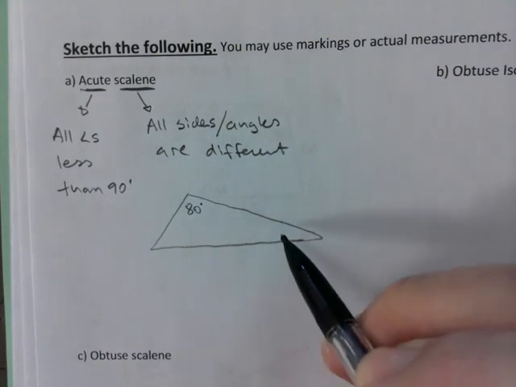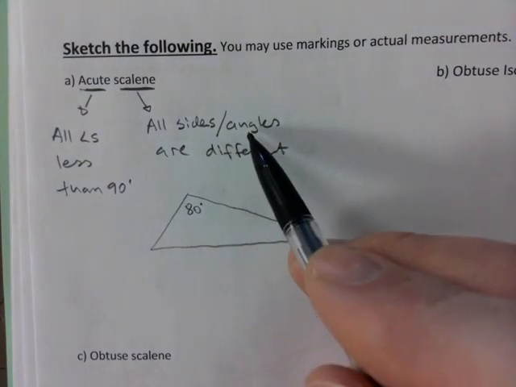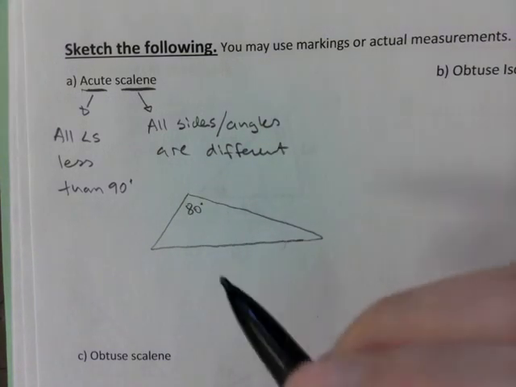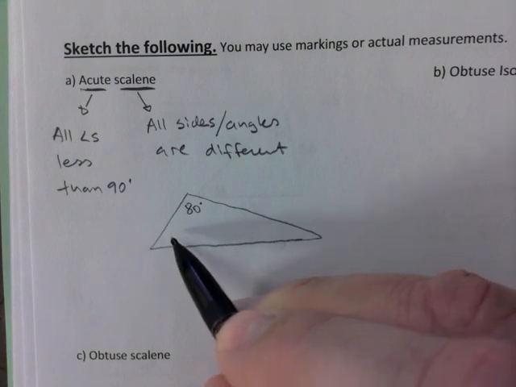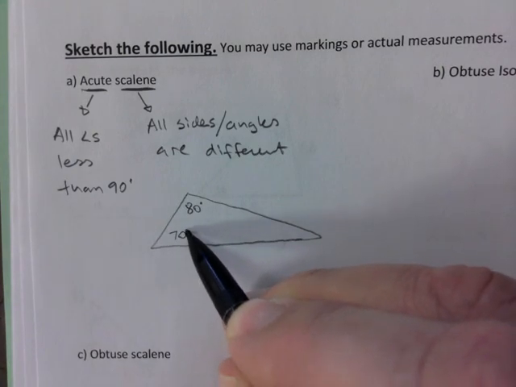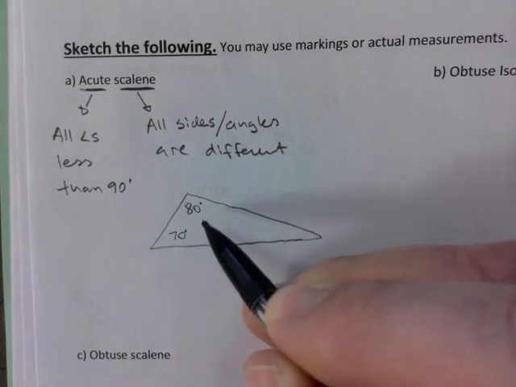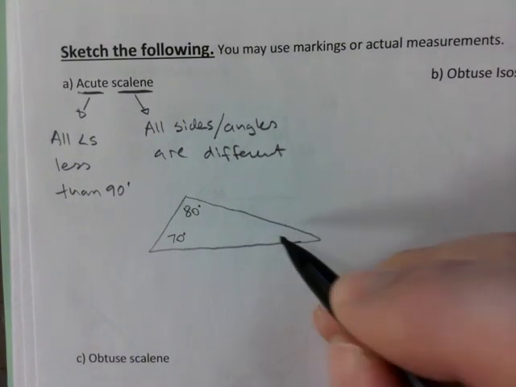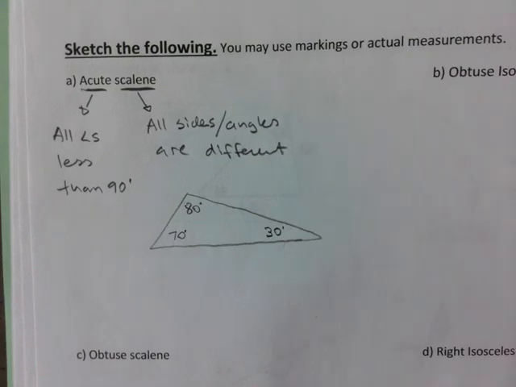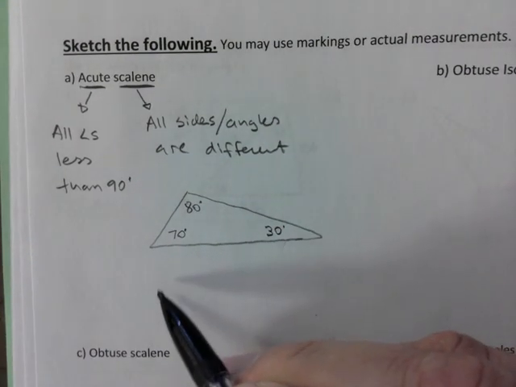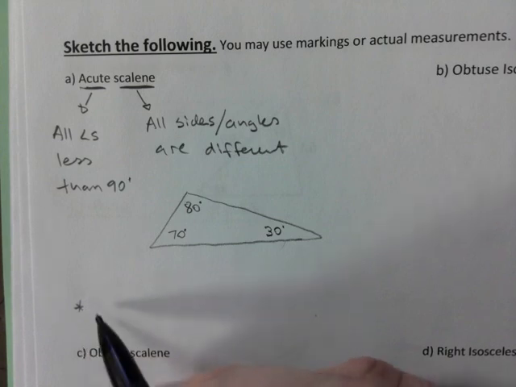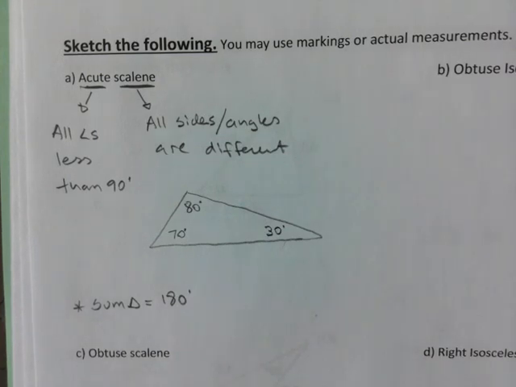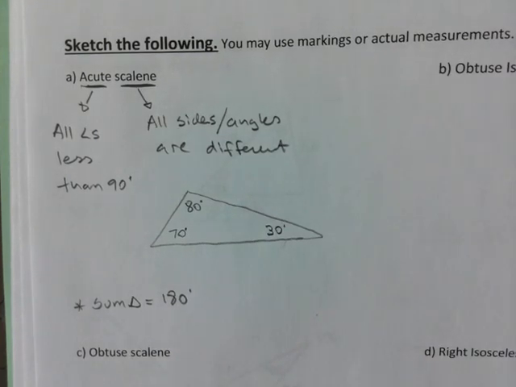And then you have to make all the other ones different, because all of them have to be less than 90 and they all have to be different. So what should I use here? 70? Sure. What does that add up to already? 70 and 80? 150, right? So I have 30 left over to place over here. I will just make a note here: the sum of a triangle is always 180. So if you just put random numbers in there and it doesn't add up to 180, you're still not going to get the full marks.